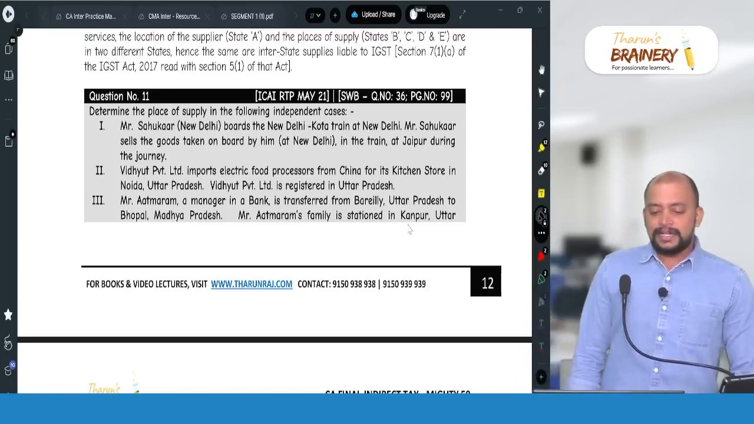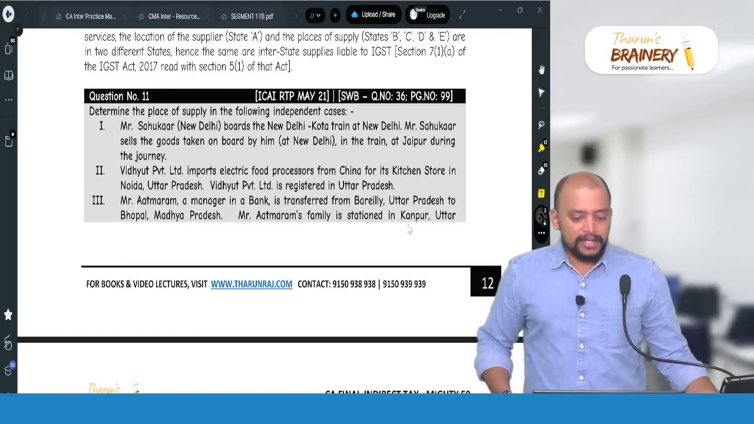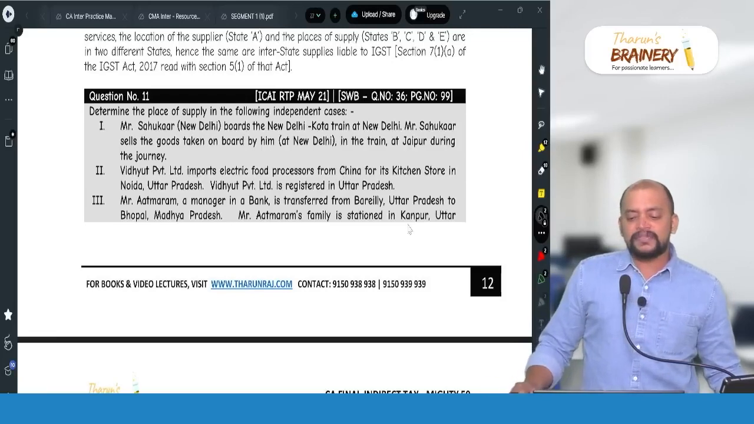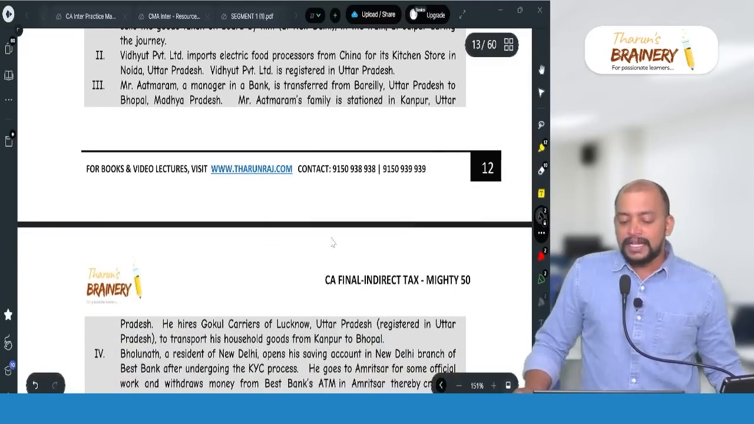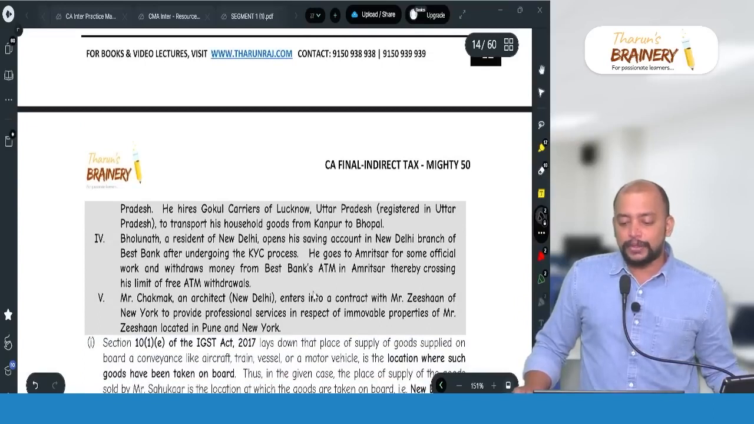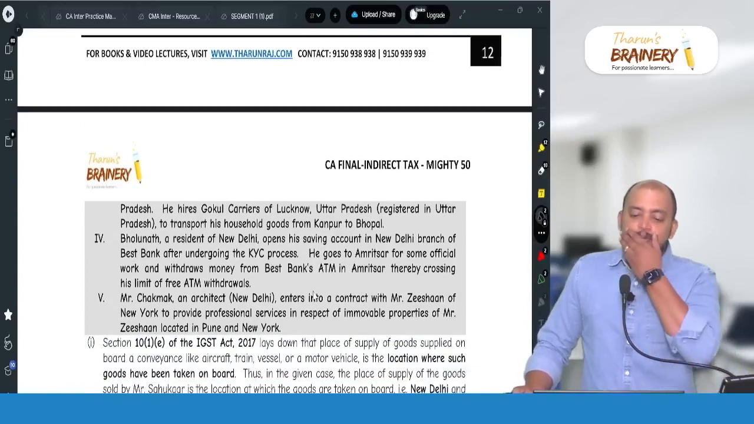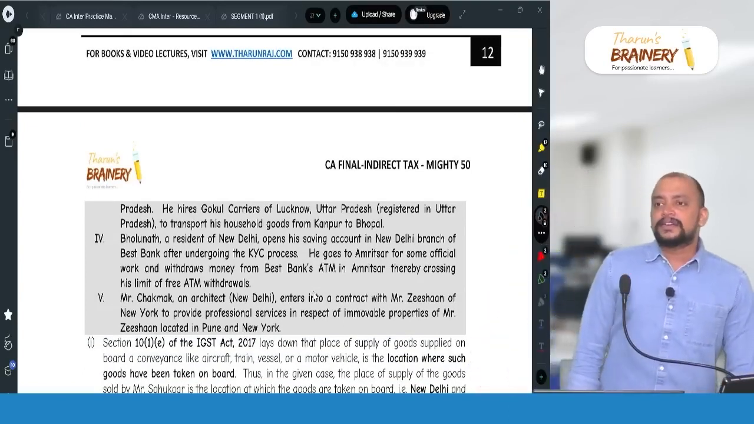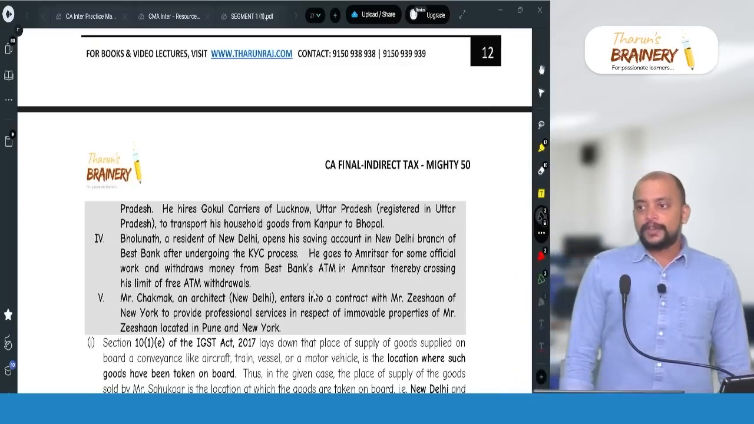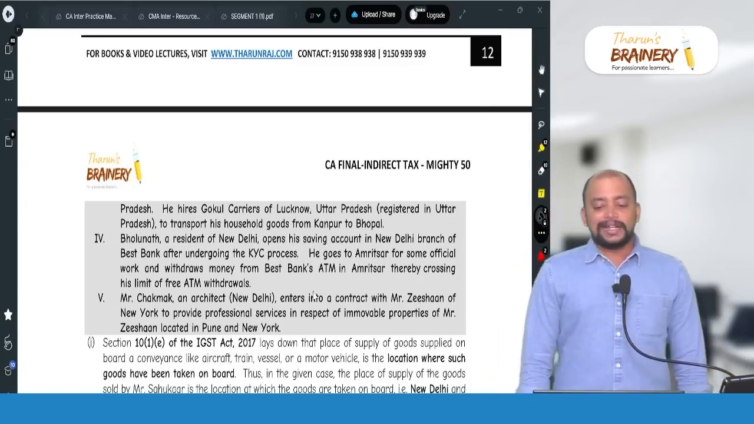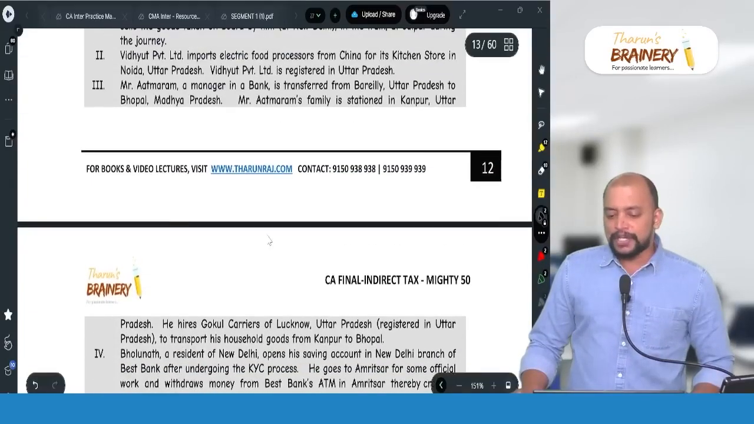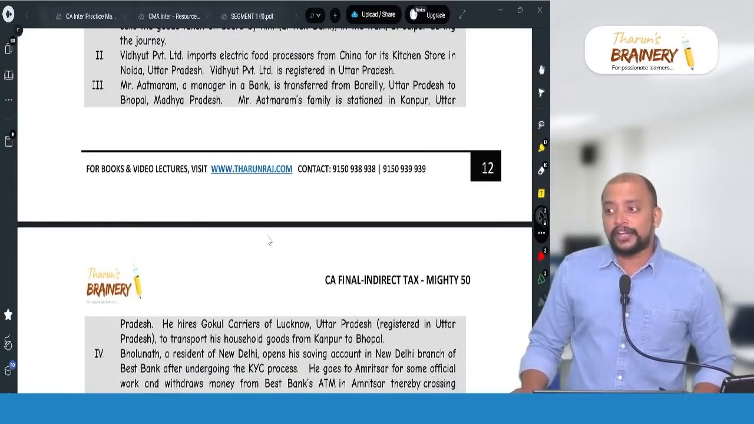Then, Mr. Atmaram, a manager in a bank, is transferred from Bareilly, Uttar Pradesh to Bhopal, Madhya Pradesh. Mr. Atmaram's family is stationed in Kanpur, Uttar Pradesh. He hires Gokul Carriers of Lucknow, Uttar Pradesh, registered in Uttar Pradesh, to transport his household goods from Kanpur to Bhopal. Now, in this case, we need to take transportation of goods. For transportation of goods service, it is not B2B. It is B2C because they have not given that he is registered. So, which means it is B2C and we need to take the starting point of the goods.